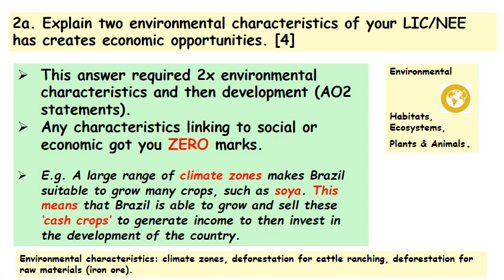These points need to link to the environment, so for example, as you can see to the side of the slide, plants, habitats, ecosystems and animals. Any links to social aspects, so for example people in their communities, would gain you 0 marks, even if they are excellent points. An example for this answer would be, a large range of climate zones makes Brazil suitable to grow many crops such as soya. This means that Brazil is able to grow and sell these cash crops to generate income to then invest in the development of the country.